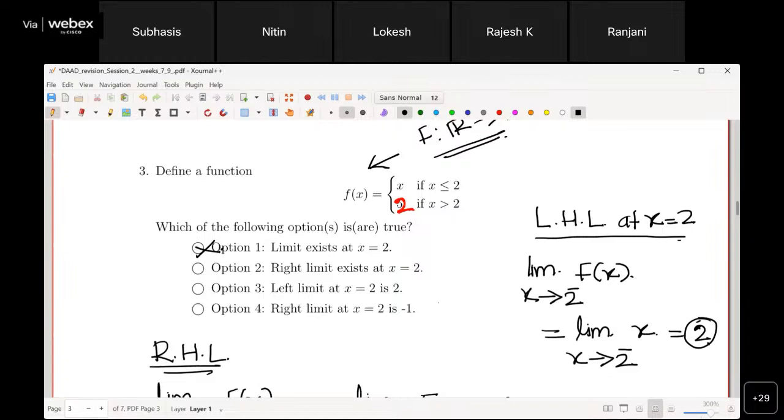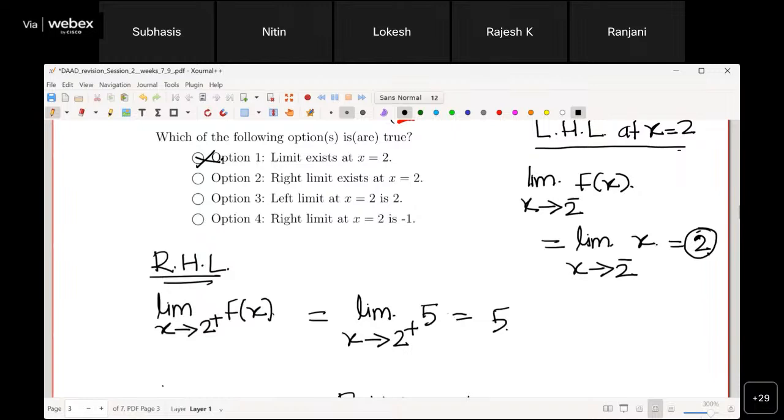Right limit exists, that means this right hand limit. Yes. So we are getting a finite value for this right hand limit, right? That means our right limit exists at x equal to 2. So option 2 is correct.